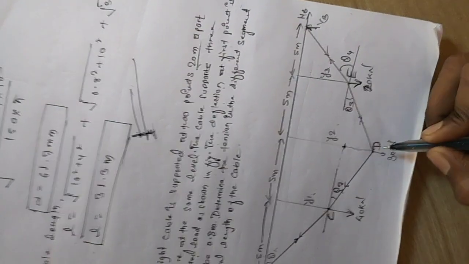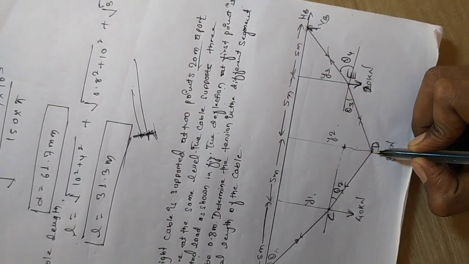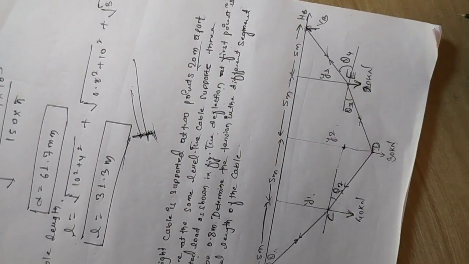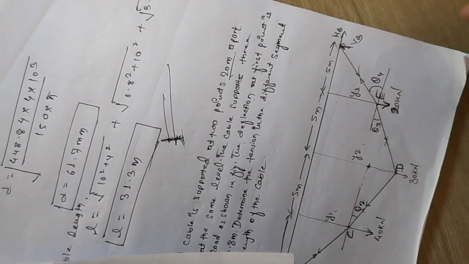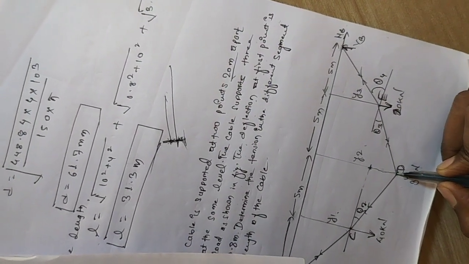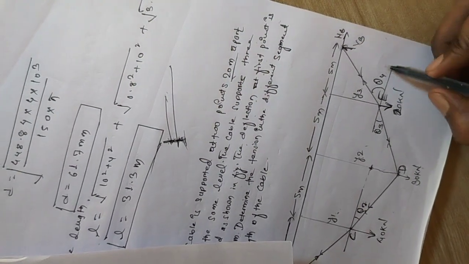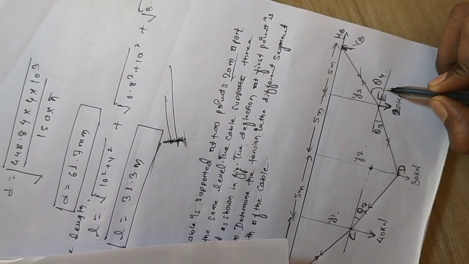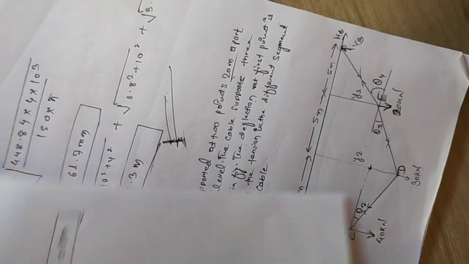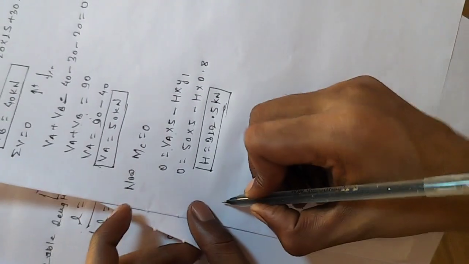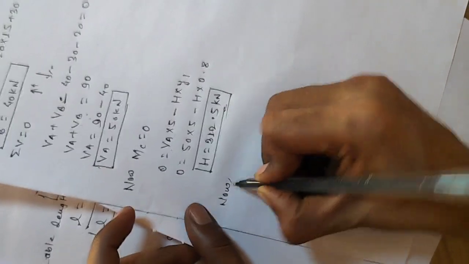For that we take the moment about D equal to 0. If you take the moment about D equal to 0, we will get the value of Y2. If you take the moment about E equal to 0, we will get the value of Y3. Let's see, I am doing it on paper. Now, moment about D equal to 0.